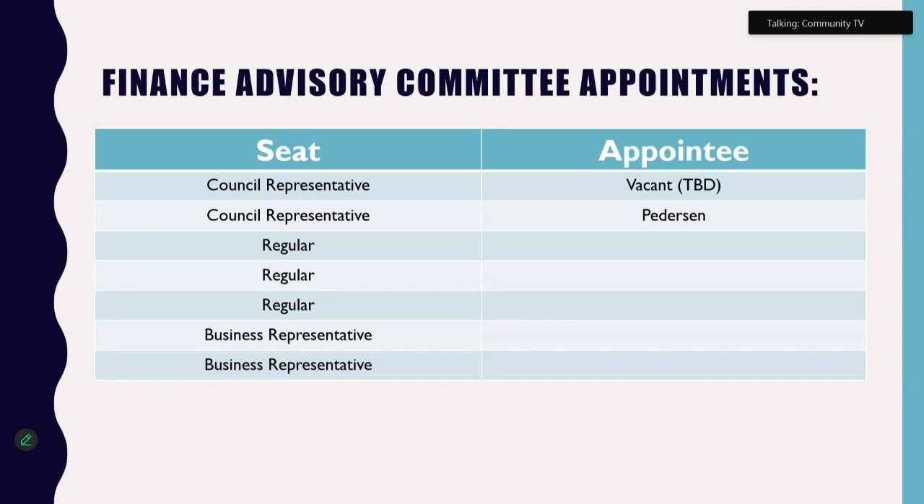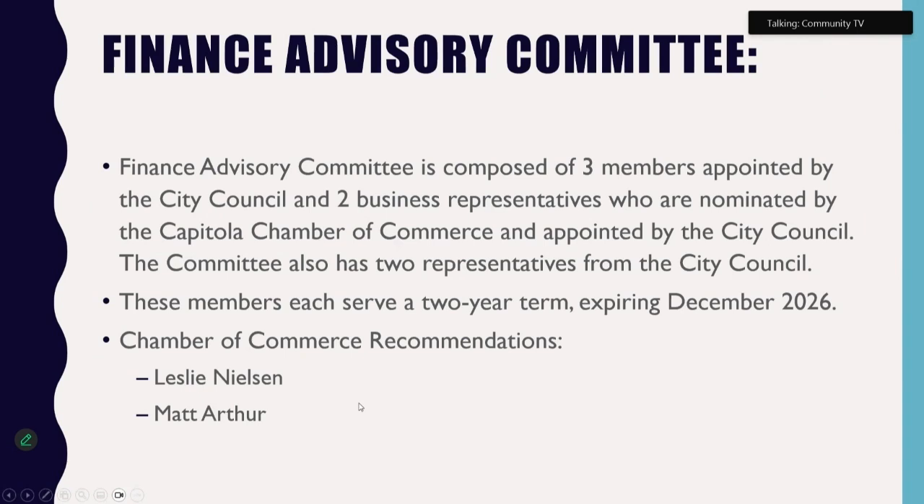And then the two business representatives. So the Chamber of Commerce did provide a recommendation, and the council can choose to appoint that recommendation. Is anybody appointing that? So the recommendation from the Chamber of Commerce was to appoint Leslie Nielsen and Matt Arthur. I'd like to appoint Leslie Nielsen, please. And I'll do Matt Arthur.